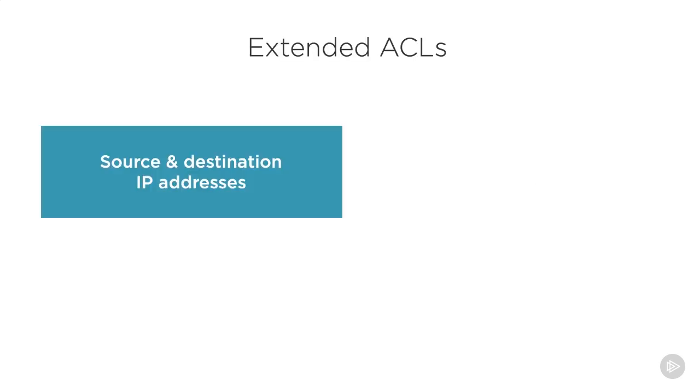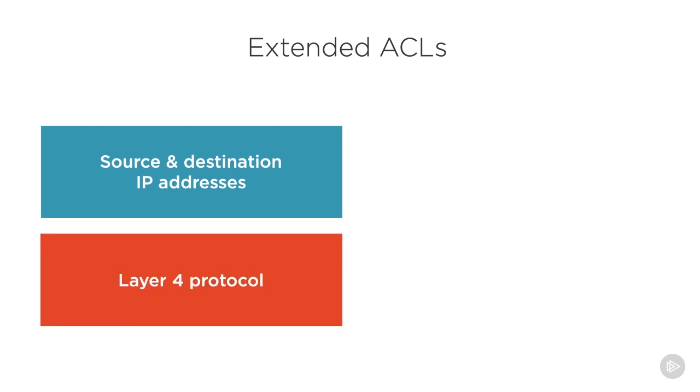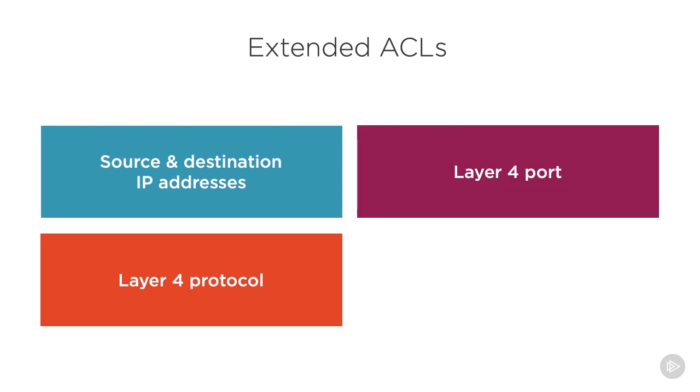In the previous clip, I taught you about standard ACLs, and in this clip, I want to teach you about extended ACLs. Extended ACLs can match on both source and destination addresses, as well as layer 4 information, such as a protocol, including TCP, UDP, ICMP, and ESP. Additionally, you can match on the port number as well.